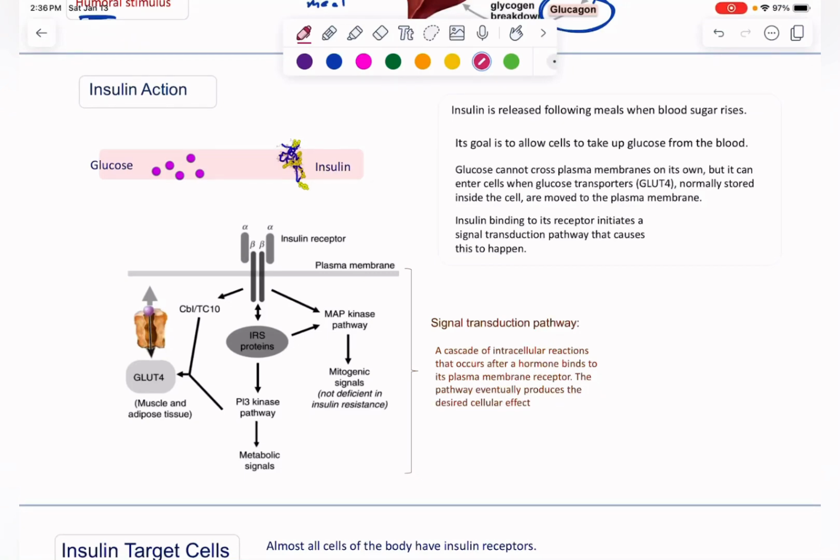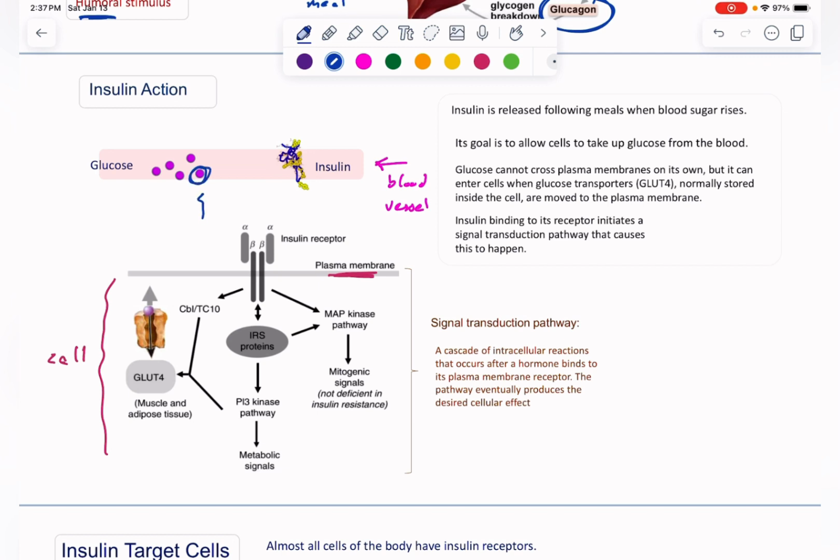Now let's take a close look at how insulin acts on a cell and allows that cell to take up glucose. So first of all, here's any cell of the body. Here's the plasma membrane. And here is a blood vessel, and this would be at the capillary level because that's where stuff can move in and out of the blood. And one thing I want to point out, here we have glucose in the blood.